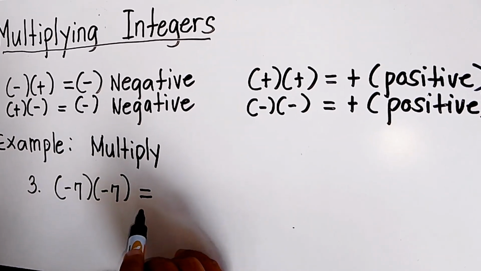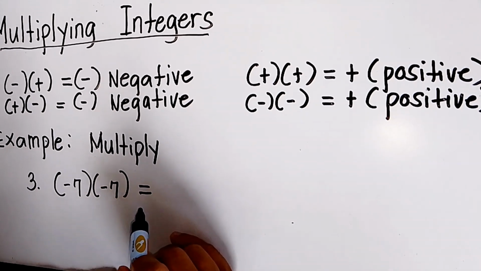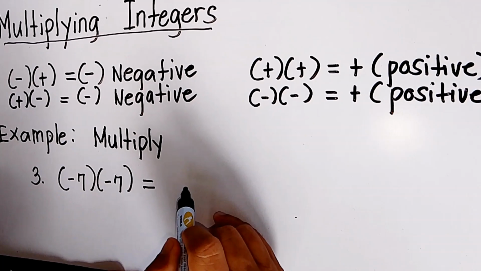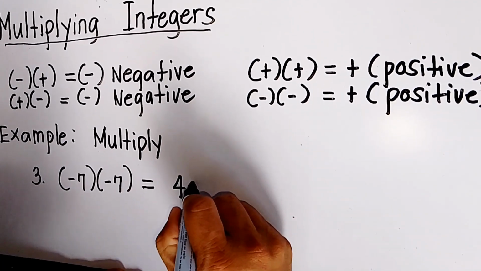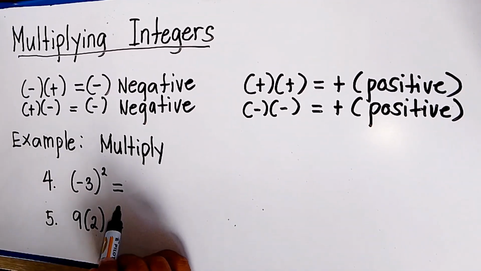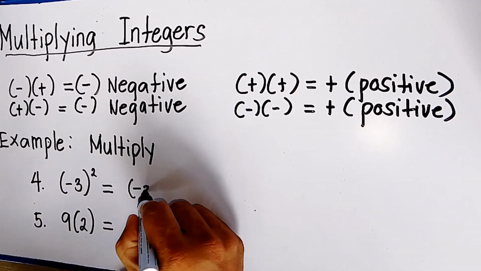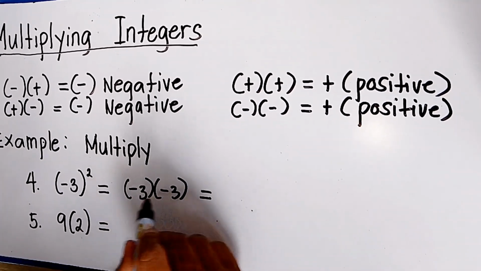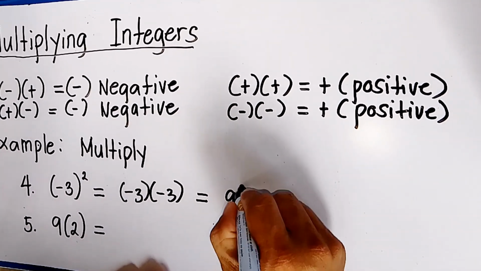Our number 3 example is multiplying both negative integers with the same sign. So according to the rule, when you multiply integers with like signs, the answer is always a positive. So negative 7 times negative 7, that is a positive 49. Okay, our fourth example is the square of negative 3. So meaning, we have negative 3 times negative 3. So we are multiplying integers with like signs. So negative 3 times negative 3 is equal to positive 9.